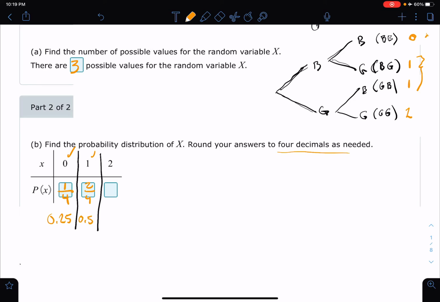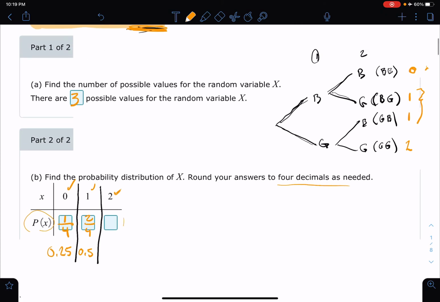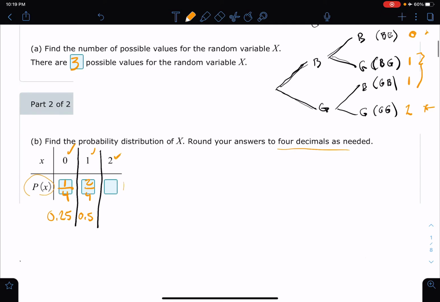And then what's the probability of getting, so notice this tells us the random variable x, and they're saying the event is that we get 2 girls, and then down here it tells us what's the probability of that, p of x. So this box basically is p of 2. So the probability of getting 2 girls, and you can see over here, there is only one way to get 2 girls, so that is 1 out of 4, and so of course that is a 0.25.